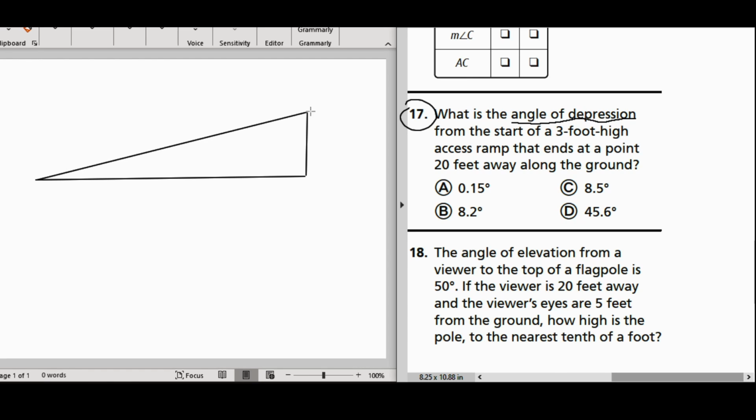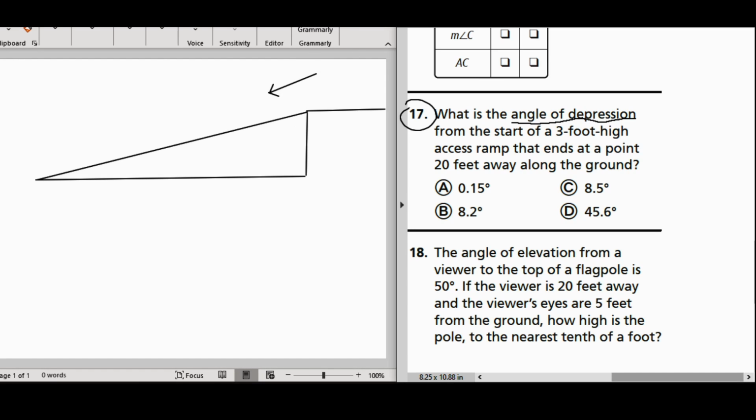We have a ramp. This is where you would get onto it if you needed to use it. This is my direction of travel. And I'm worried about the direction of travel just because it's going to be important when I do this. So this is, what is the angle of depression from the start? This is why I'm worried about the direction that I'm traveling. From the start of a 3-foot high access ramp.